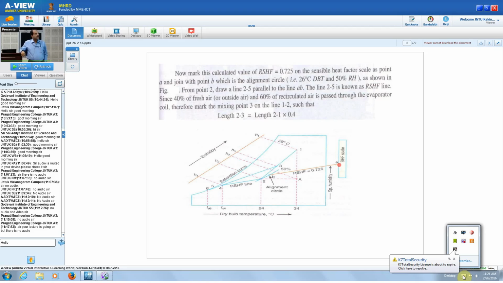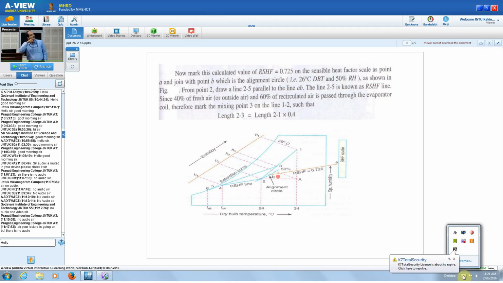Right? Then join A with point B. That point B is the alignment circle. The alignment circle is the standard value, that is 26 degrees and 50% relative humidity. In the psychrometric chart, where the 50% relative humidity line and the 26 degrees dry bulb temperature line coincide, that is called the alignment circle. Always, even if it is not given, it is the standard value.